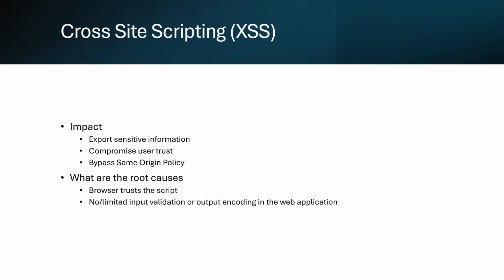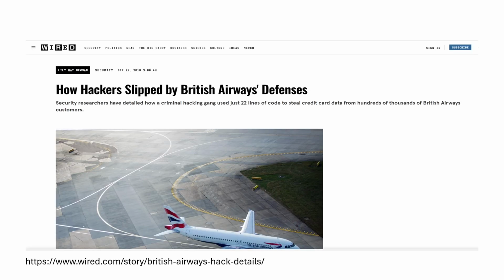From the browser's perspective, it trusts the script because it assumes it's coming from a legitimate user action, such as clicking a link or triggering a function. From the web application's perspective, it works because untrusted data, i.e. the user input, has not been properly validated or sanitized before being used. This data is then included in dynamic responses sent back to the user's browser without proper encoding, allowing malicious code to execute. Before we jump into the details, let's see some real-world examples of how XSS has been used.